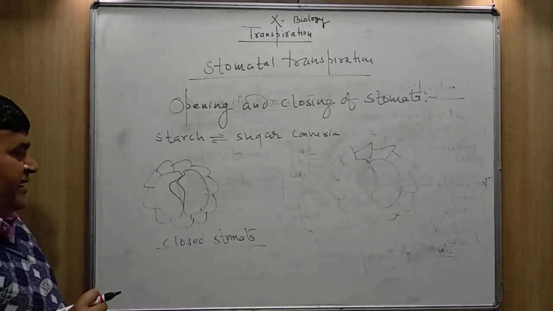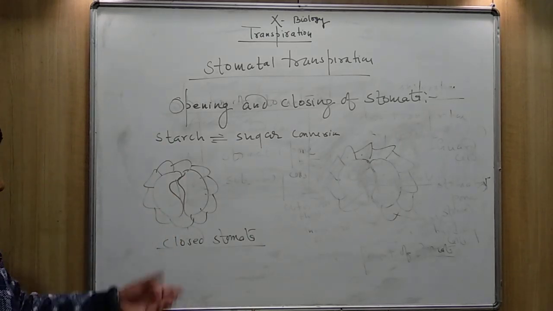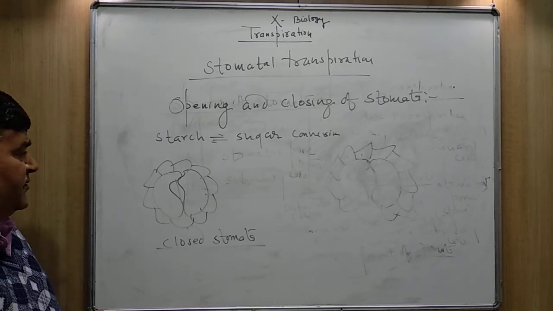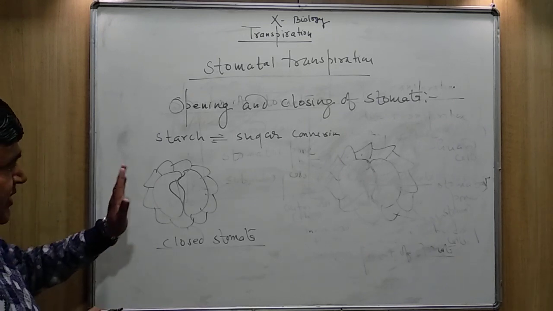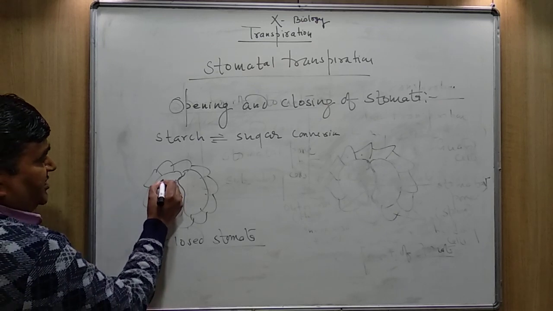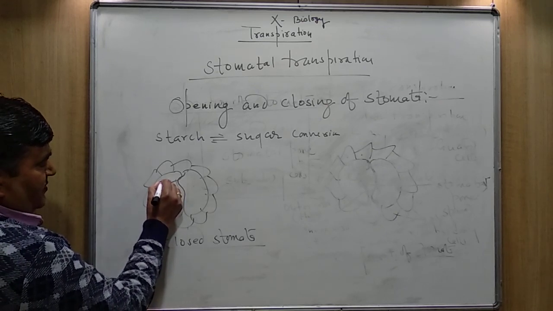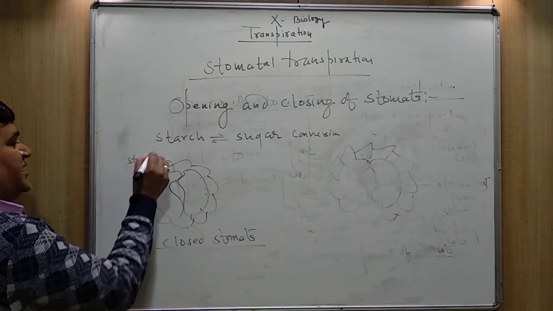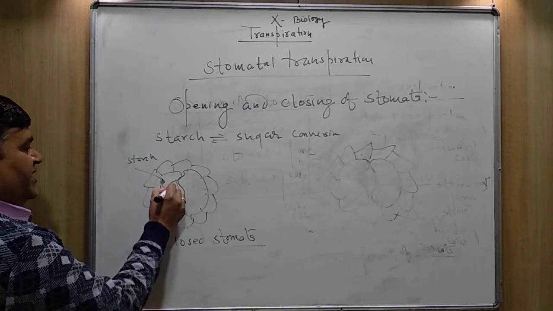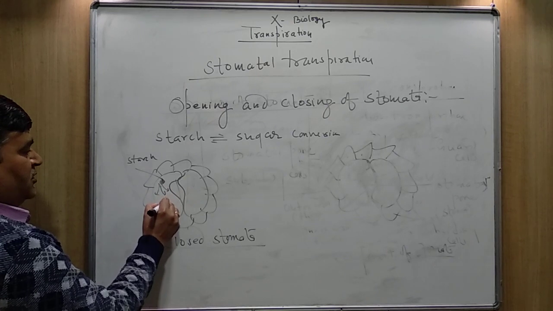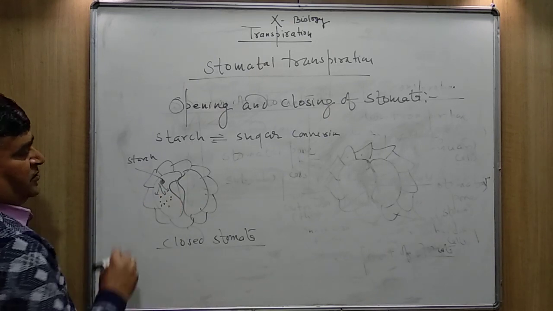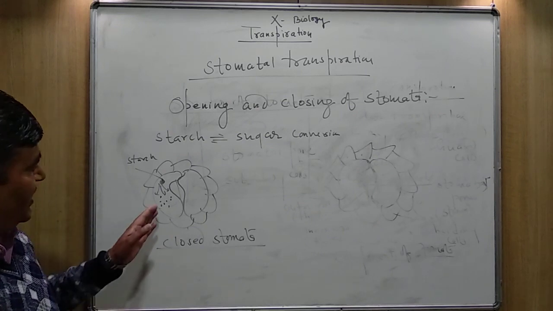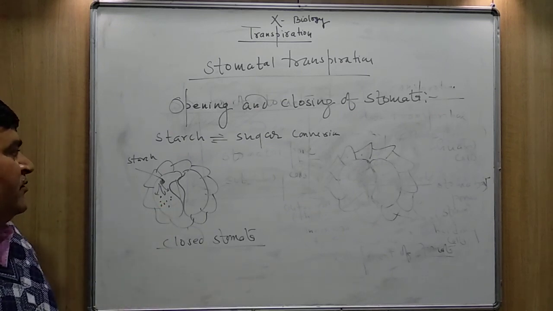Now I will explain how the stomata open in the presence of sunlight during the daytime. During the daytime, the starch is very important. Suppose this one is the starch. The starch is converted into sugar, and you know starch is insoluble in water and sugar is soluble in water.